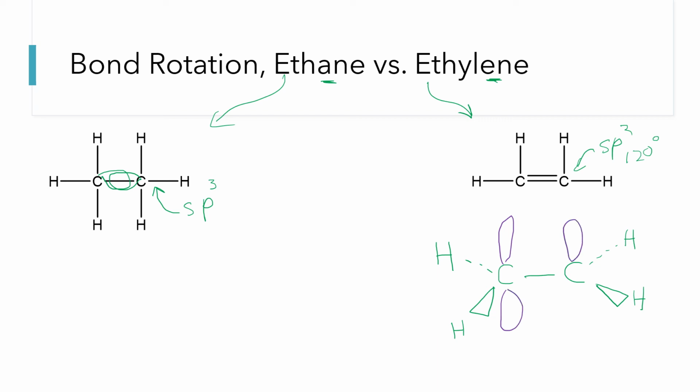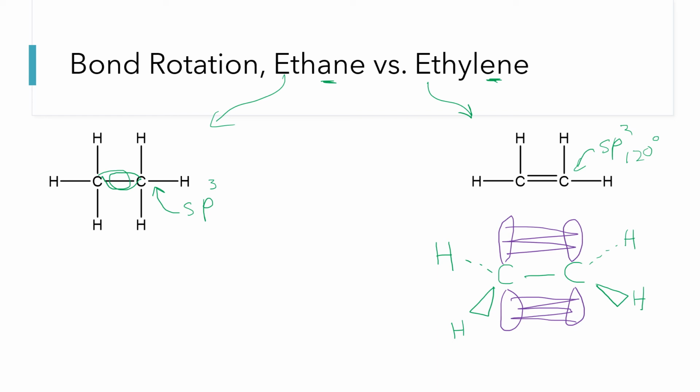And so these unhybridized p orbitals are free to overlap side to side and create that second bond, that pi bond. But that only works if the carbons are oriented in such a way that those unhybridized p orbitals are parallel to one another. If we start rotating one of these guys around that carbon-carbon bond, the p orbitals will no longer line up, and that's essentially breaking the second bond.